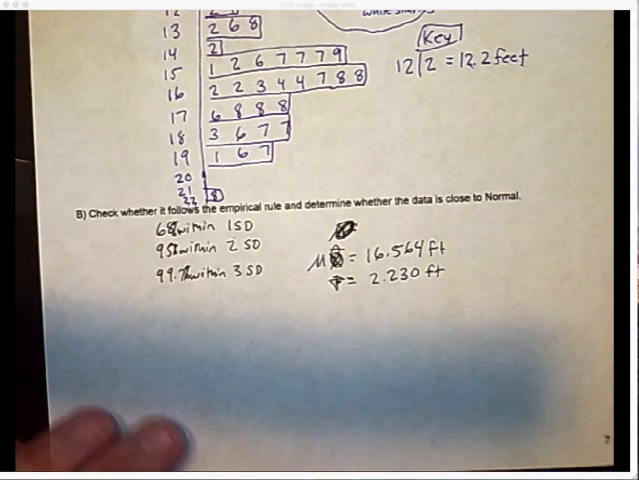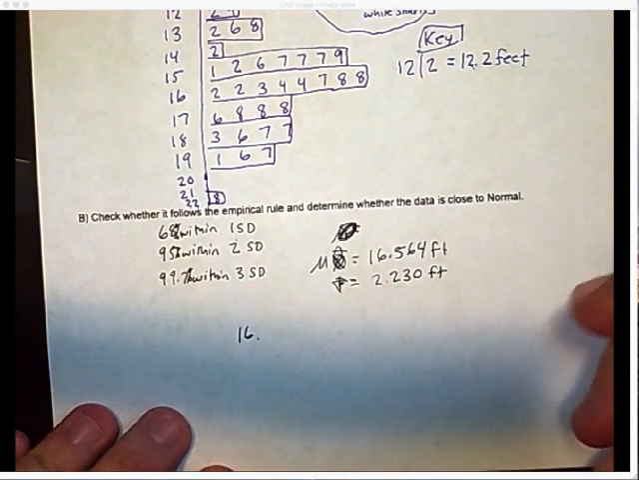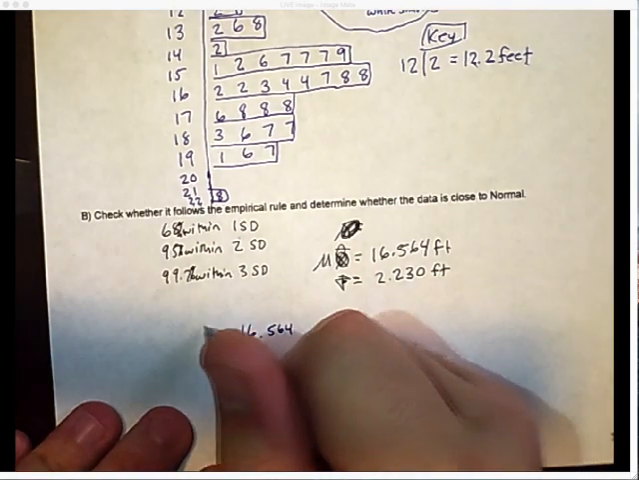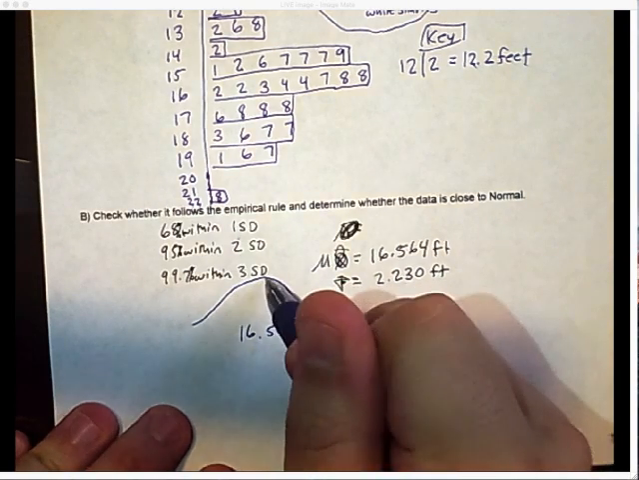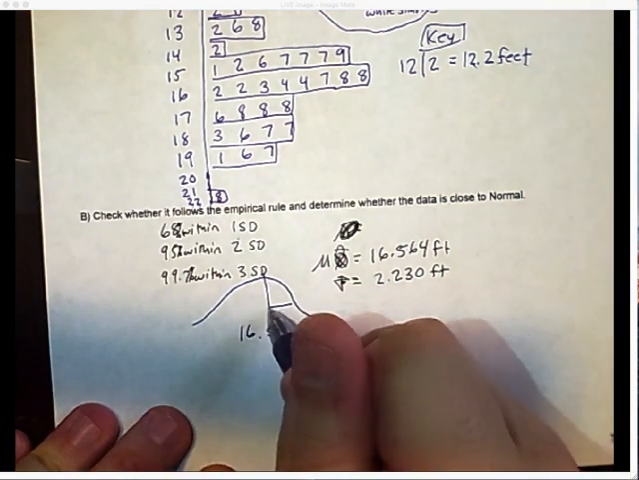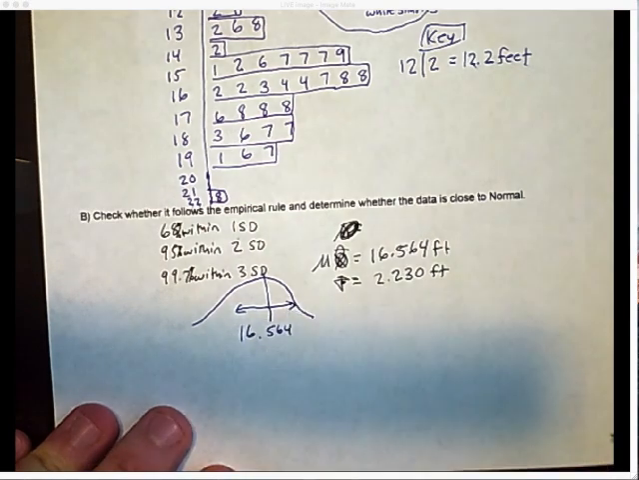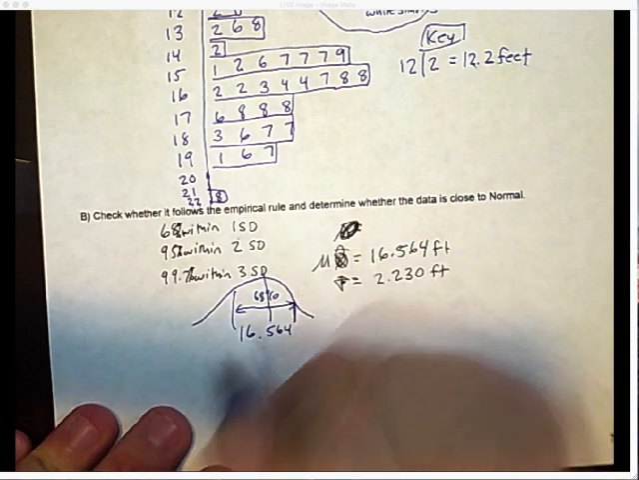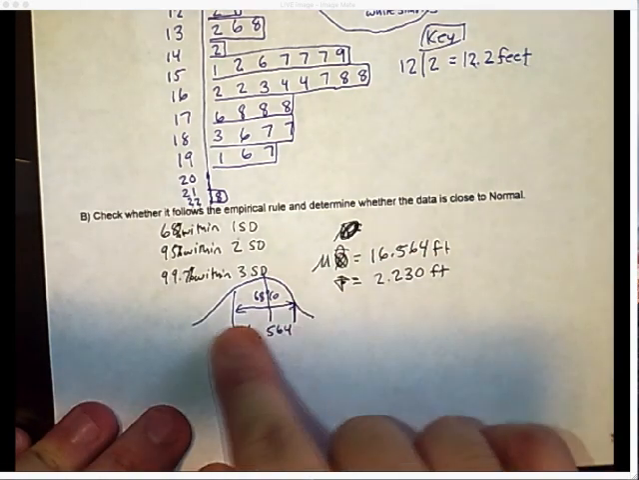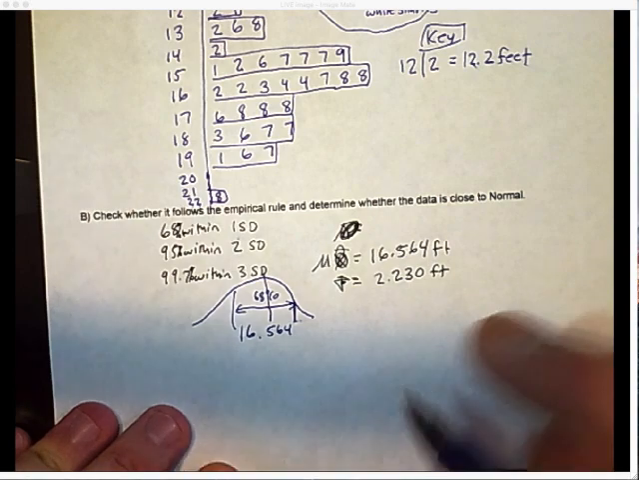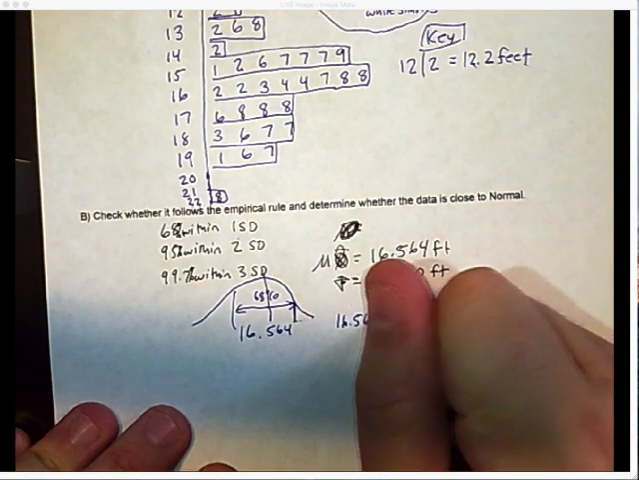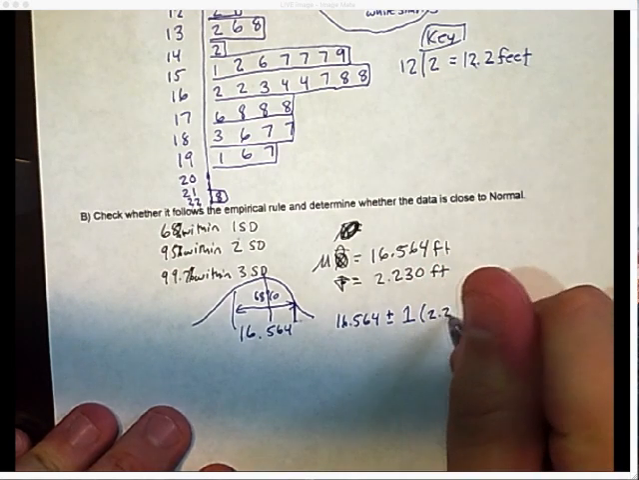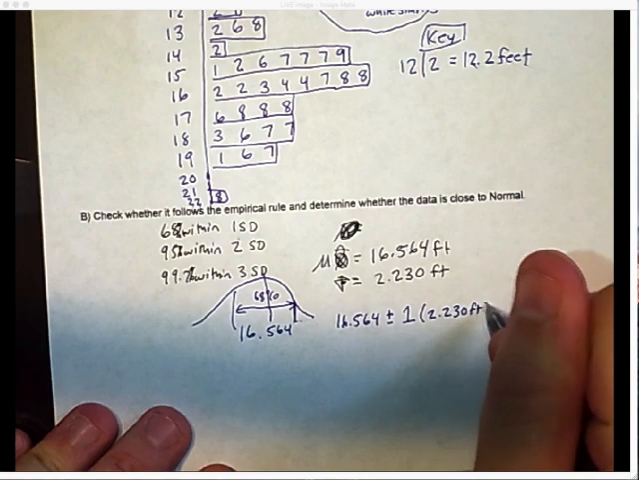All right. So if we take the mean, 16.564, if this is a normal distribution, that number would go in the center. And if I went out 1 standard deviation each way, then about 68% of the values should be between those two numbers, whatever they are. So let's go 16.564 plus or minus 1 standard deviation, and the standard deviation is equal to 2.230 feet.